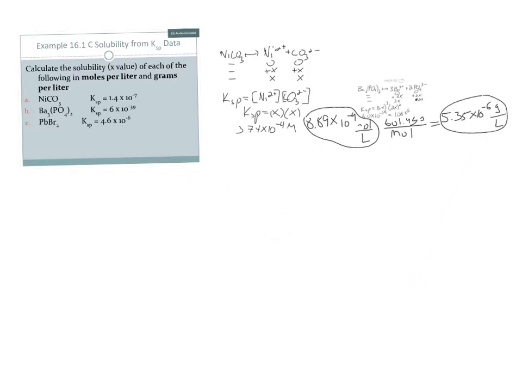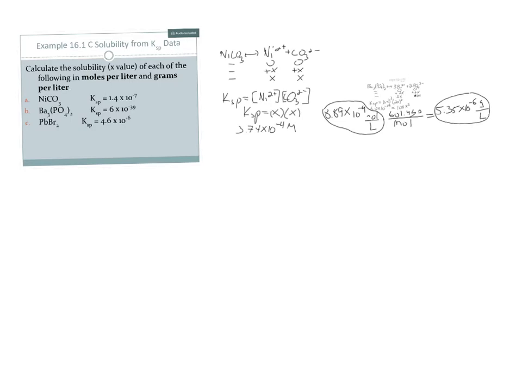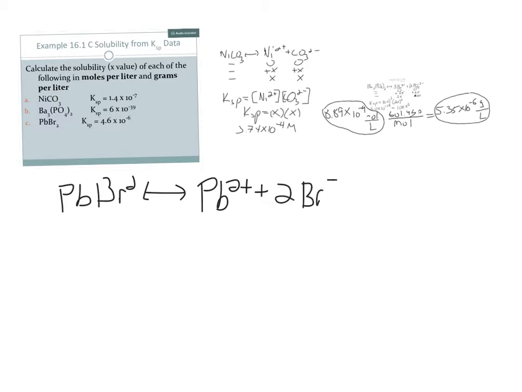Okay, there's one more. Everything is getting smaller and smaller up there. We've got the lead bromide. Okay, so the lead bromide solid, PbBr2, gives me a lead 2 plus and 2 bromides. Let's remember that x is still there for the solid. Plus x for the lead, plus 2x for the bromide.